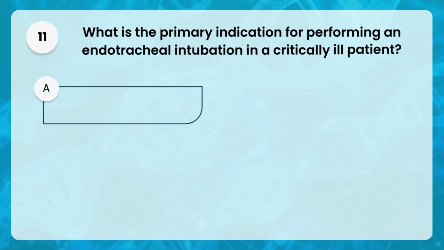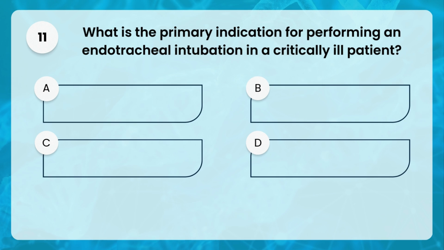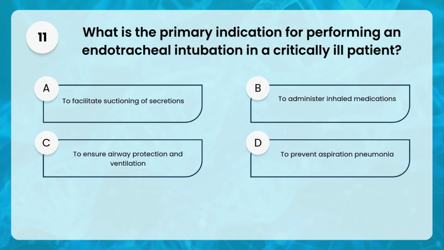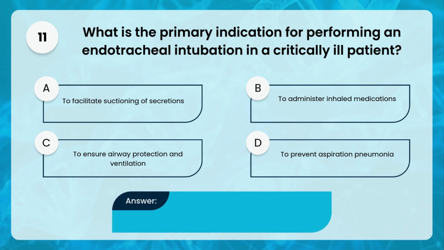Number 11. What is the primary indication for performing an endotracheal intubation in a critically ill patient? A. To facilitate suctioning of secretions. B. To administer inhaled medications. C. To ensure airway protection and ventilation. Or D. To prevent aspiration pneumonia. The answer is C. To ensure airway protection and ventilation.